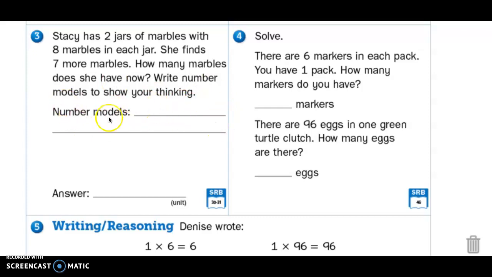Draw 2 number models, then write your answer with the units in the label. It says, how many marbles does she have now? What are they asking for?